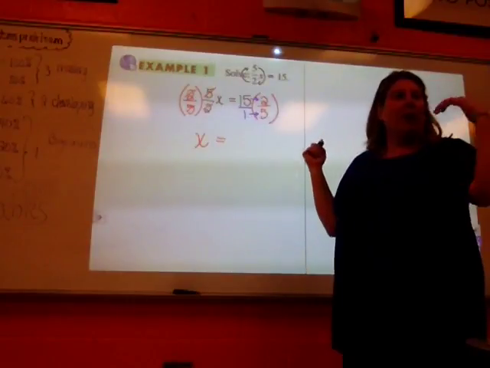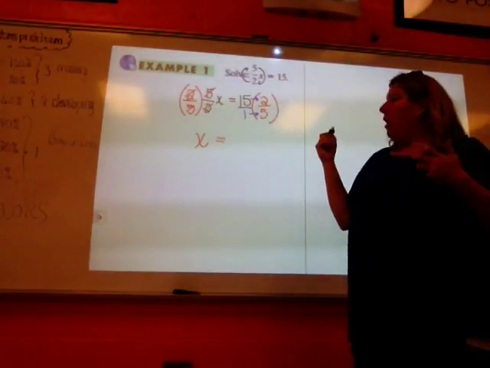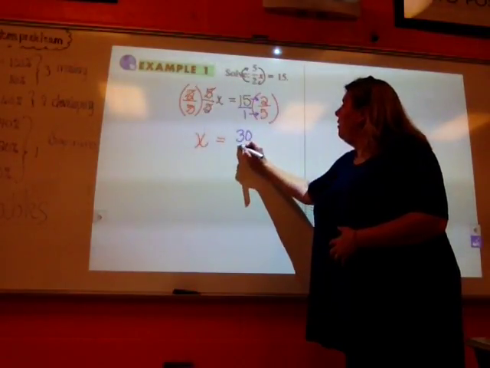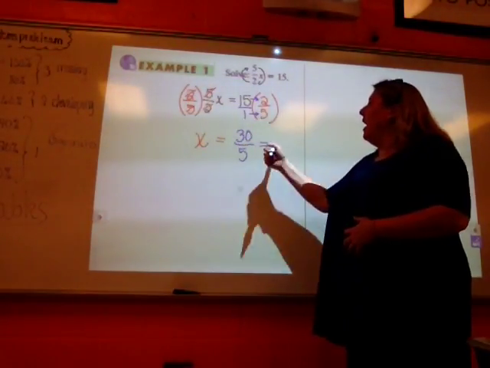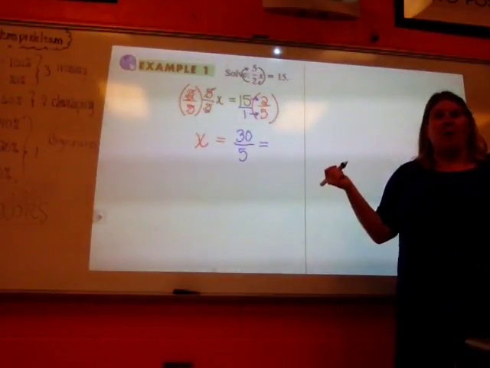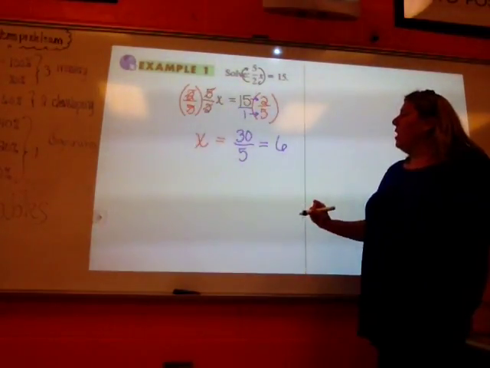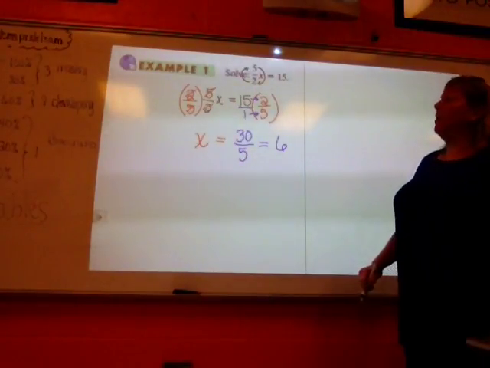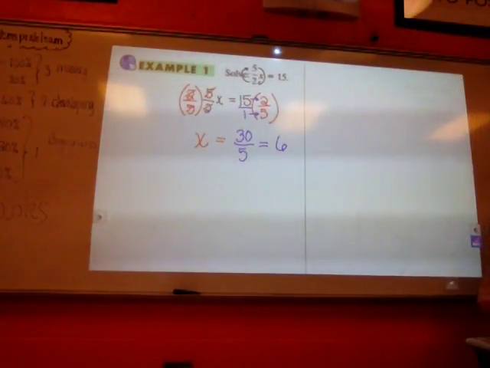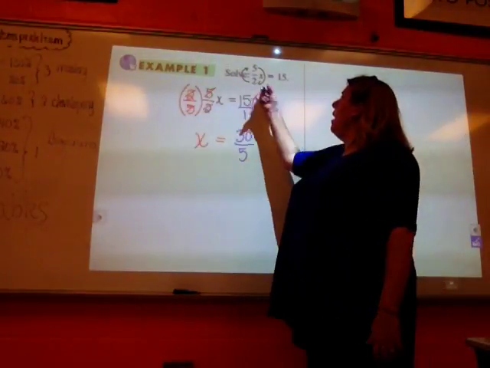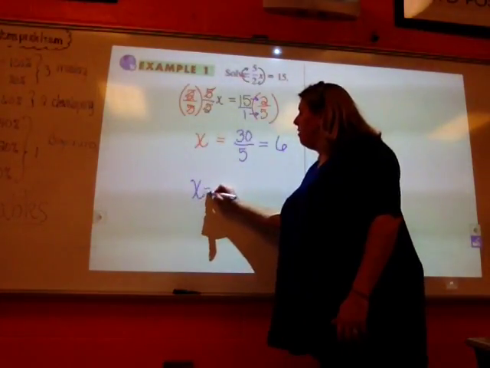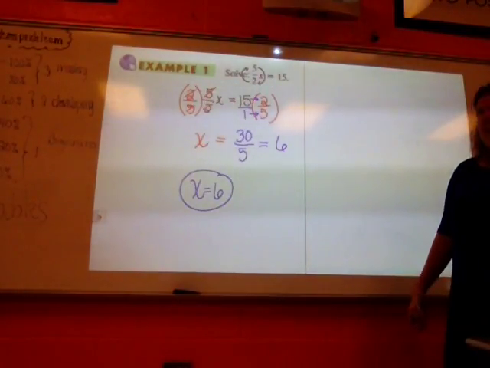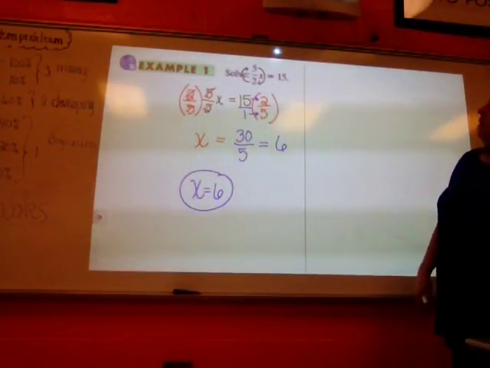I'm going to just go straight across because that's what we're kind of used to doing. And so I would have 30 over 5, and then I can simplify. 30 divided by 5 is how much? 6. So what does x equal? 6. Now, can I double check that? Sure I can. Some of you might want to circle or box in your answer.